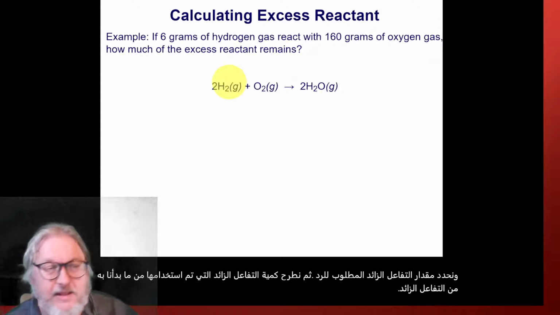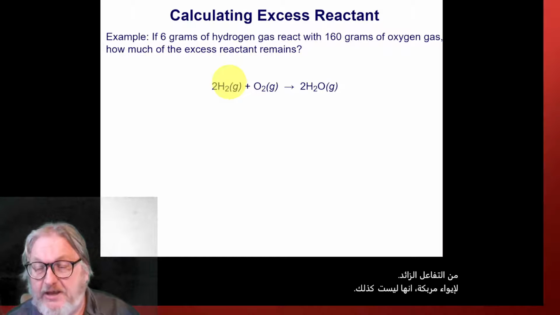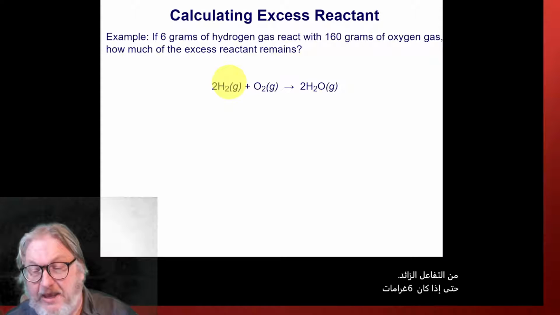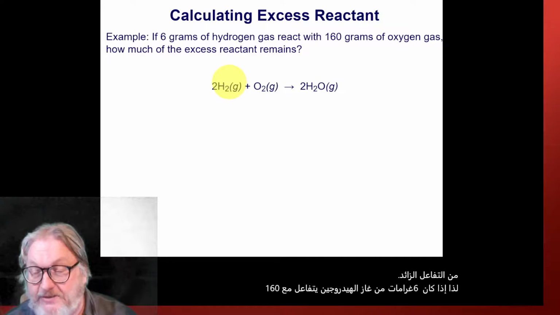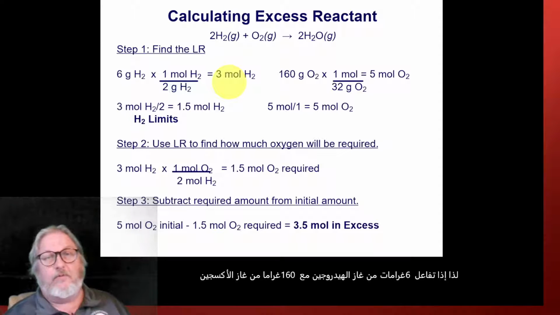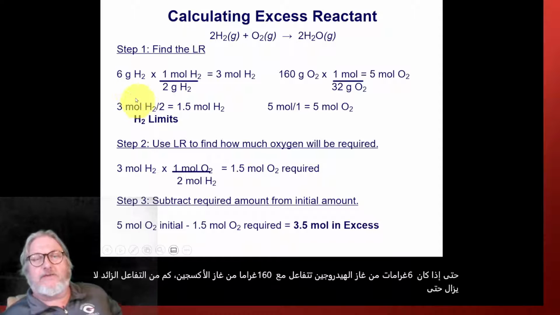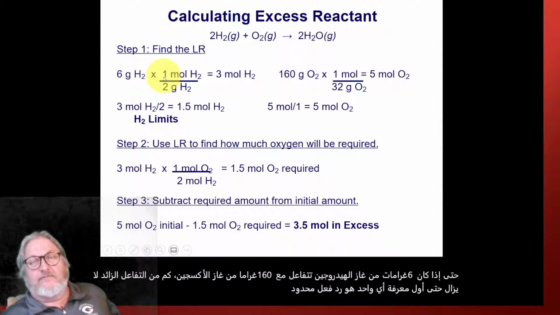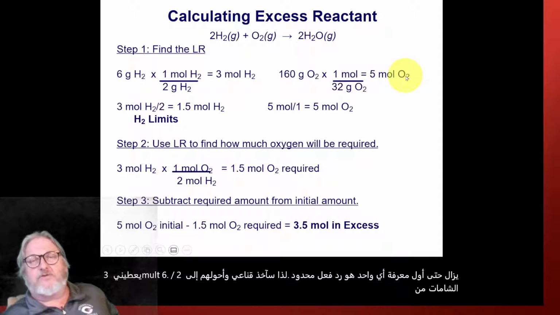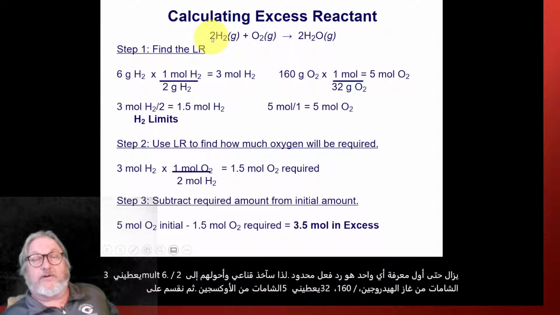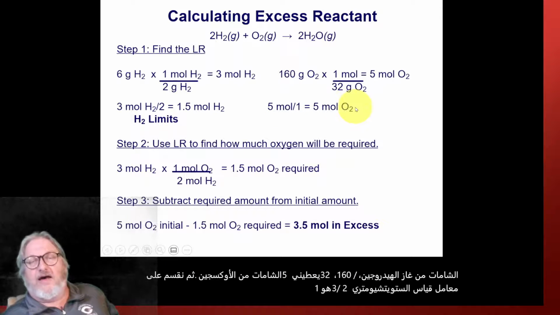It's not. So if 6 grams of hydrogen gas react with 160 grams of oxygen gas, how much of the excess reactant remains? So first, find out which one is the limiting reactant. So I'll take my masses and convert them into moles. 6 divided by 2 gives me 3 moles of hydrogen gas. 160 divided by 32 gives me 5 moles of oxygen. Then we divide by the stoichiometric coefficient. 3 divided by 2 is 1.5. 5 divided by 1 is 5. So hydrogen limits the reaction.